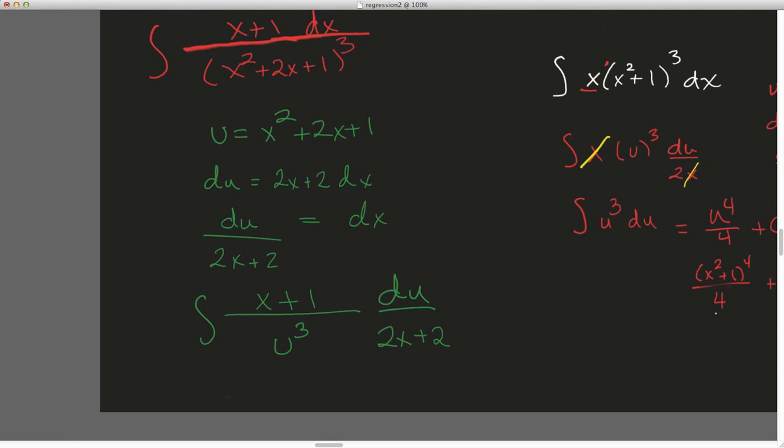Now, do you see how these are almost the same, but what do I have to do to make them exactly the same? I said these are almost the same, x plus 1 and 2x plus 2, but I need to manipulate this one to look exactly like x plus 1 so they can cancel. What can I do?